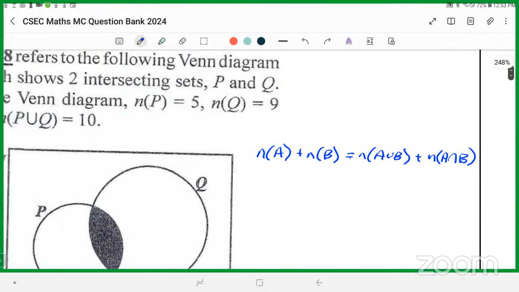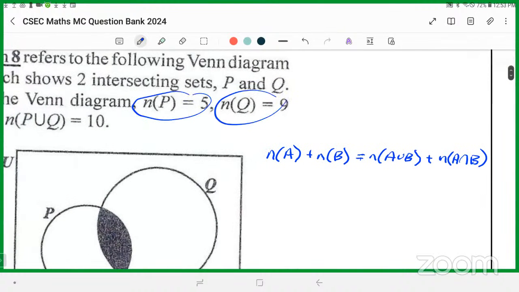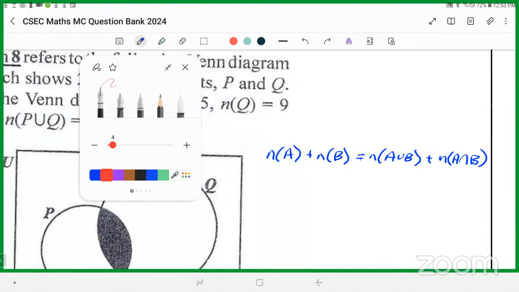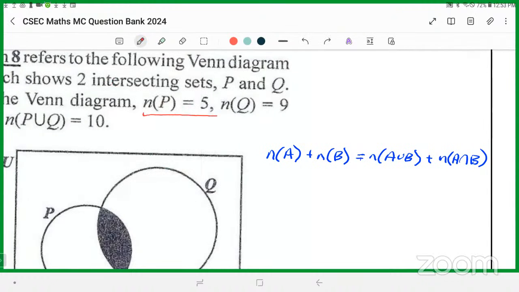So here they're giving us the number in P and the number in Q. They give us these two over here. So these two add up to 14 right now. These two add up to 14.